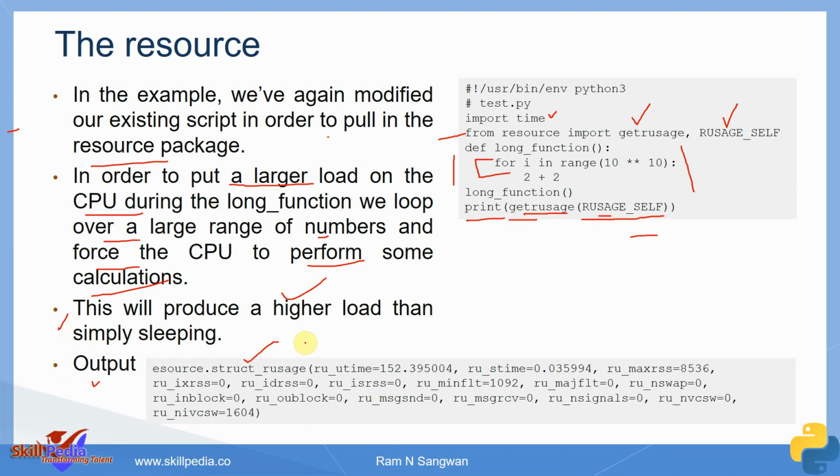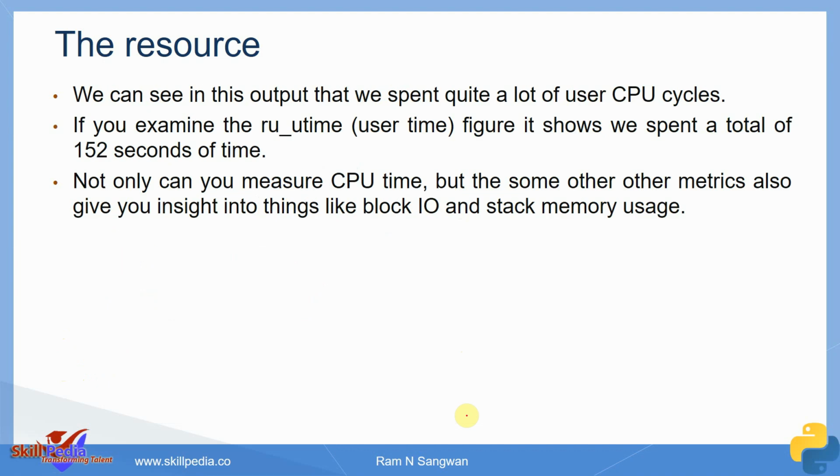Resource structure as uses, run time 152 microseconds, RUS time, that is start time, right? And you see, in terms of CPU timings, it takes various parameters. We need to decode these titles and the meanings of these parameters, what they are representing, the values we have now. We can see from this output that we spent quite a lot of user CPU cycles.